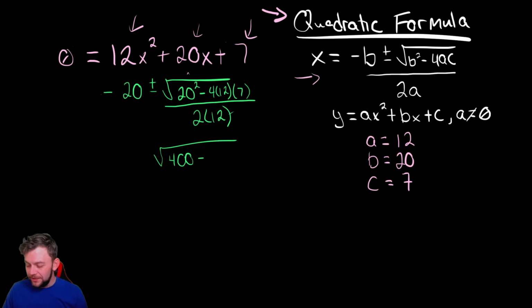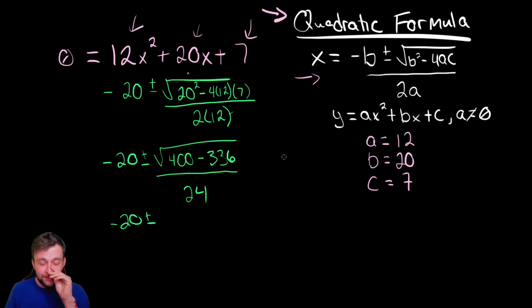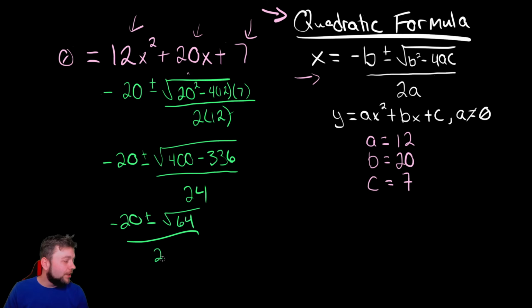So 336, and then all of that is over our 2 times our 12, which is 24. But what is 400 minus 336? It looks like that is 64. Oh my gosh. So we have negative 20 plus or minus the square root of 64, all over 24.